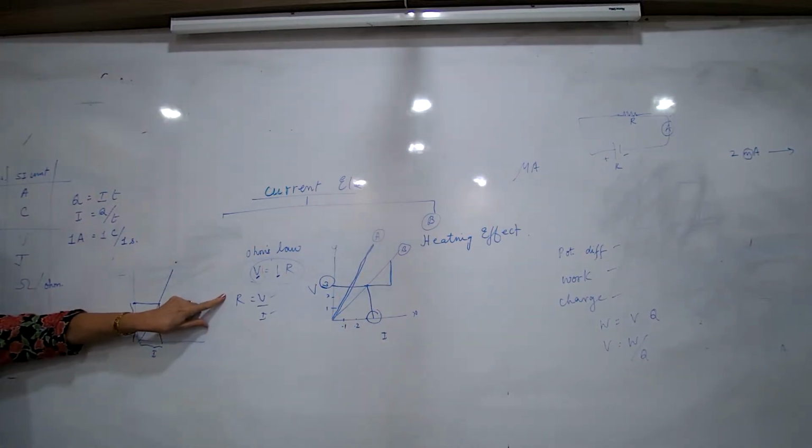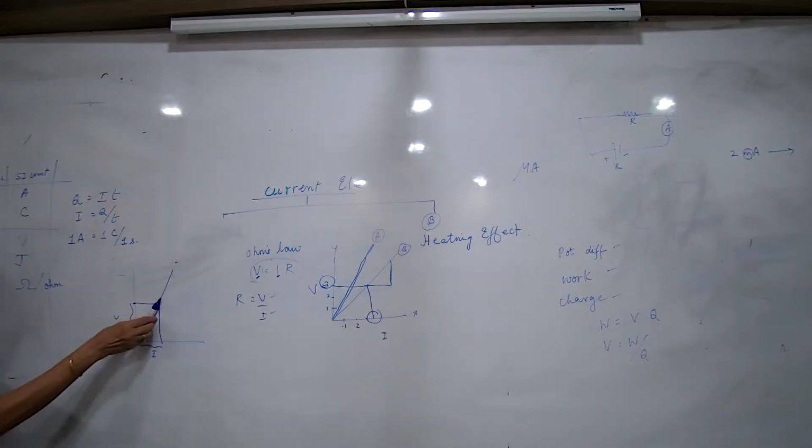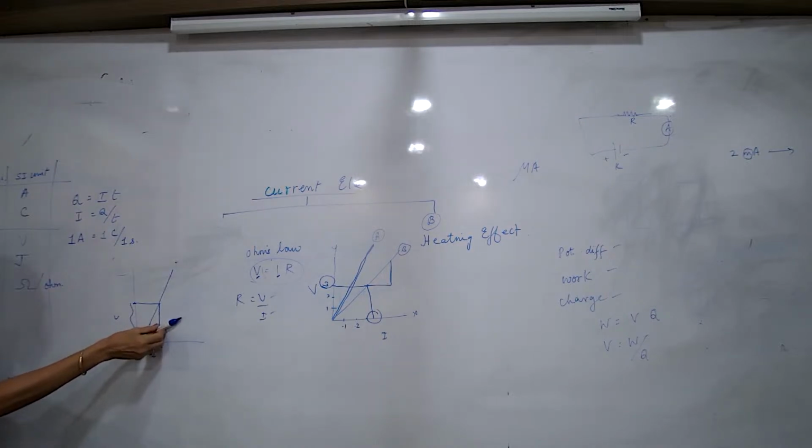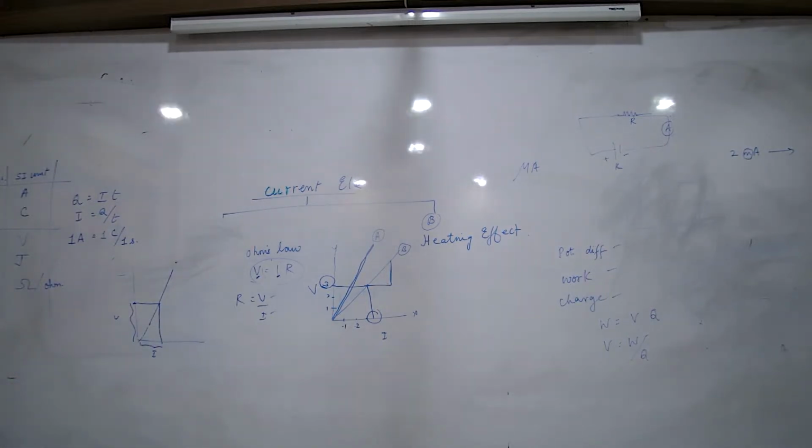Resistance is more. So the greater the slope, the greater will be the resistance. If the slope is like this, the resistance will be less. Okay, did you understand? But when did you say it is a constant? For a given set of values.